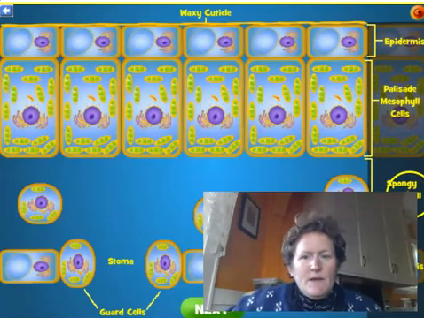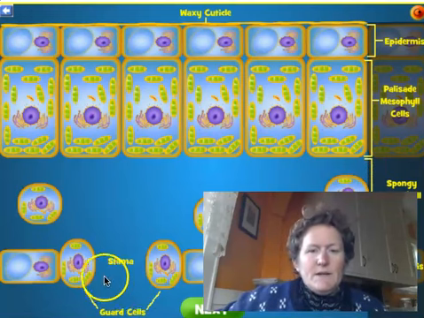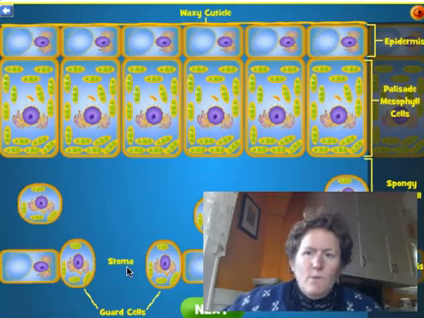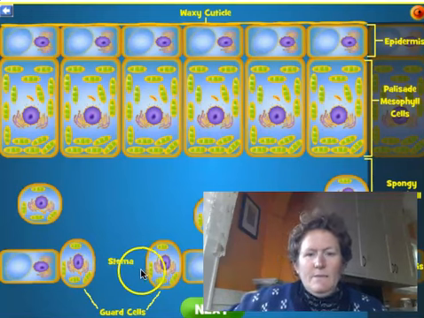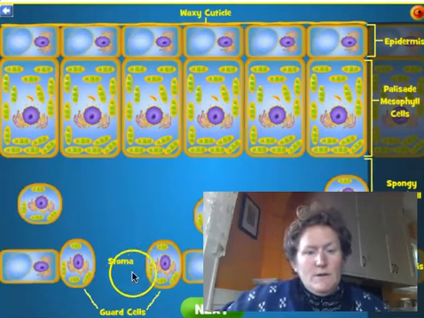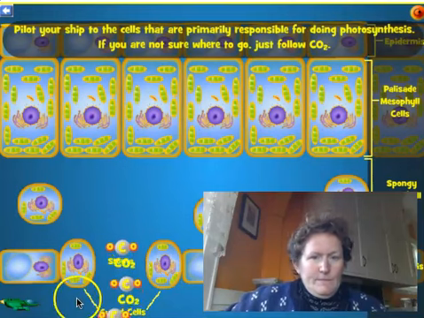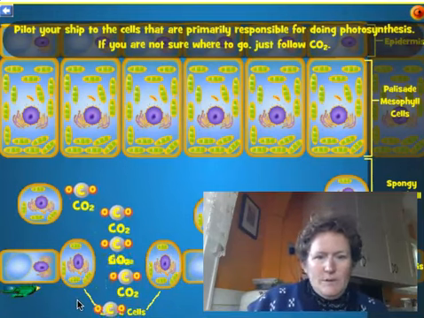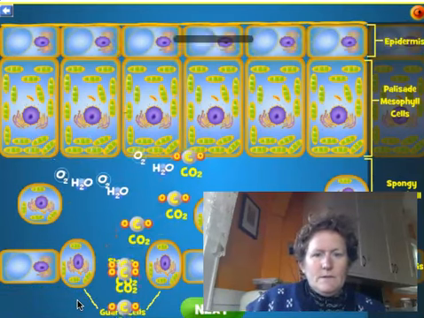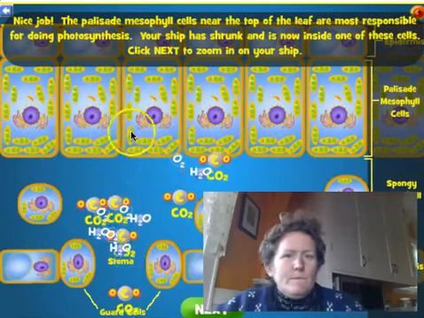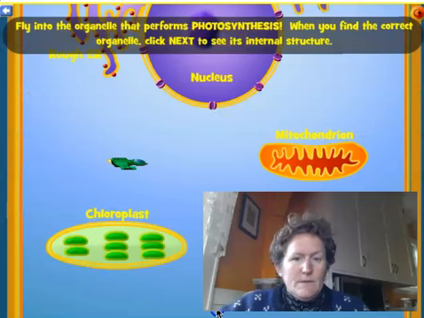The spongy mesophyll cells, more epidermis, and some stoma, which are guard cells that let carbon dioxide in and out of the leaf. They also let water in and out of the leaf when they allow carbon dioxide in and out. So leaves guard how much the stoma is open or closed. So we want to pilot our ship to where the carbon dioxide is heading here into the palisade mesophyll cells. We're going to shrink and go into our mesophyll cells.